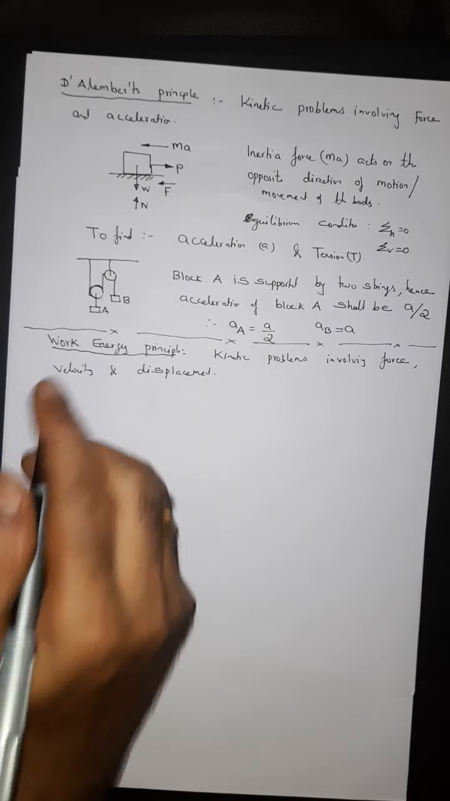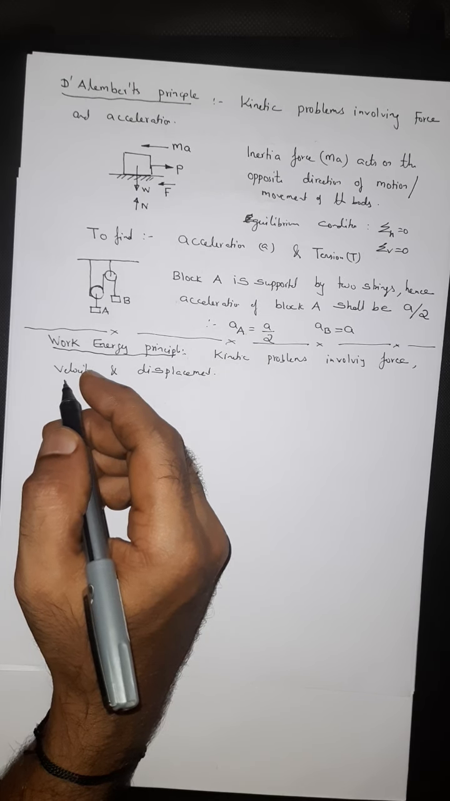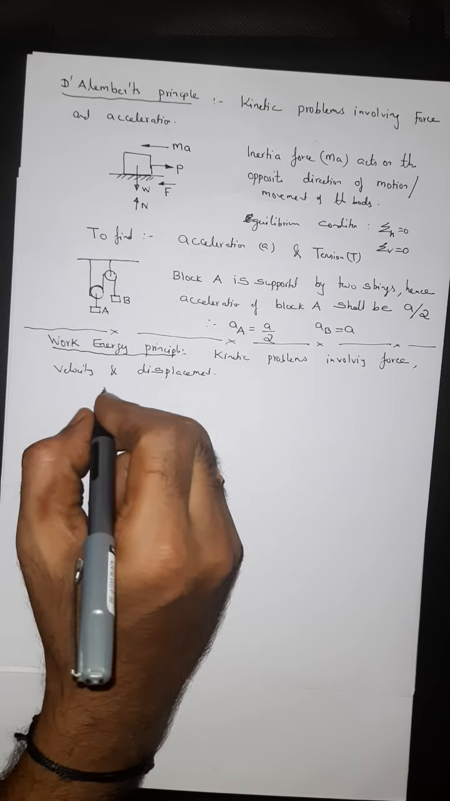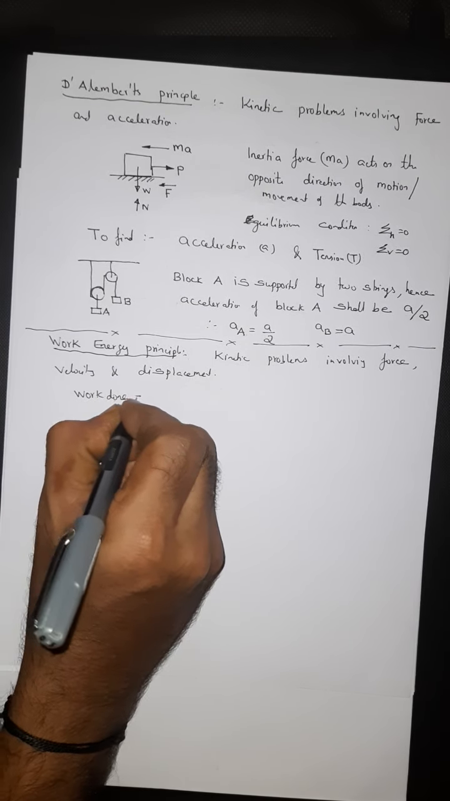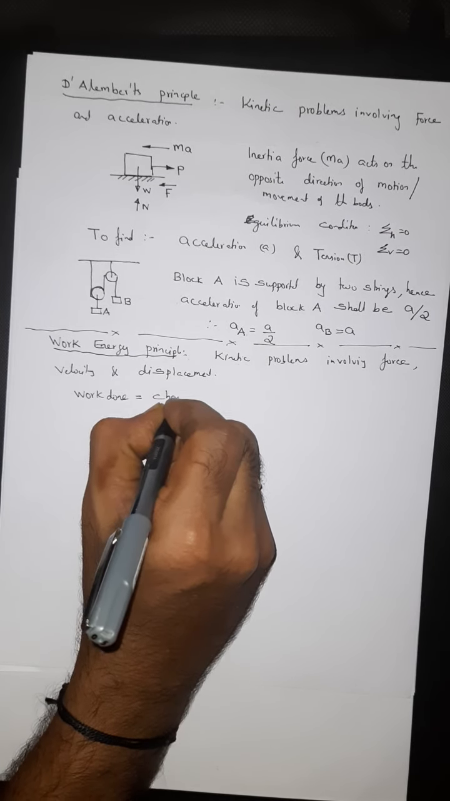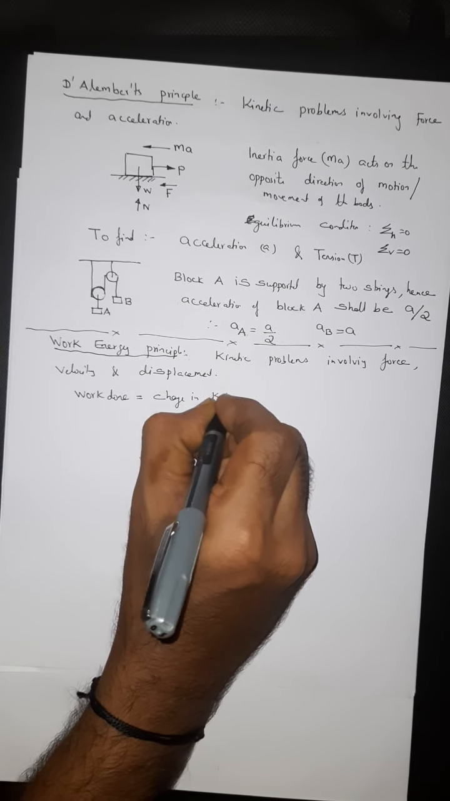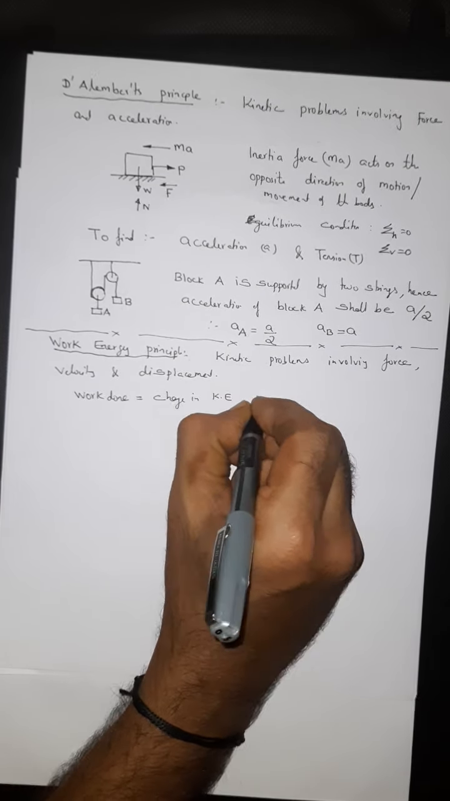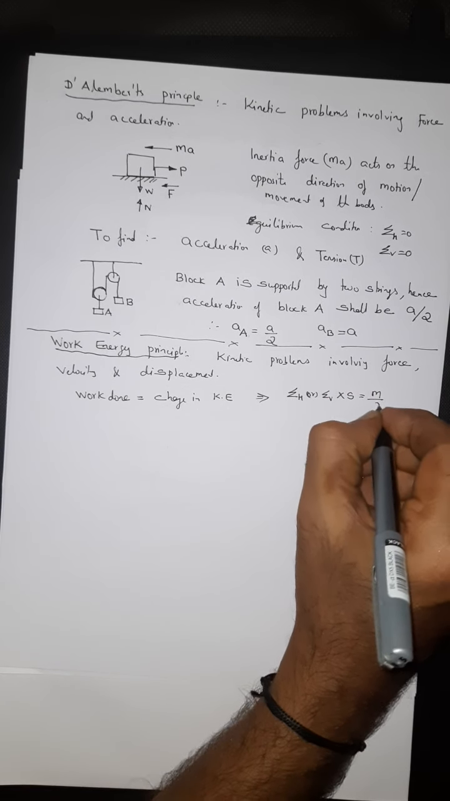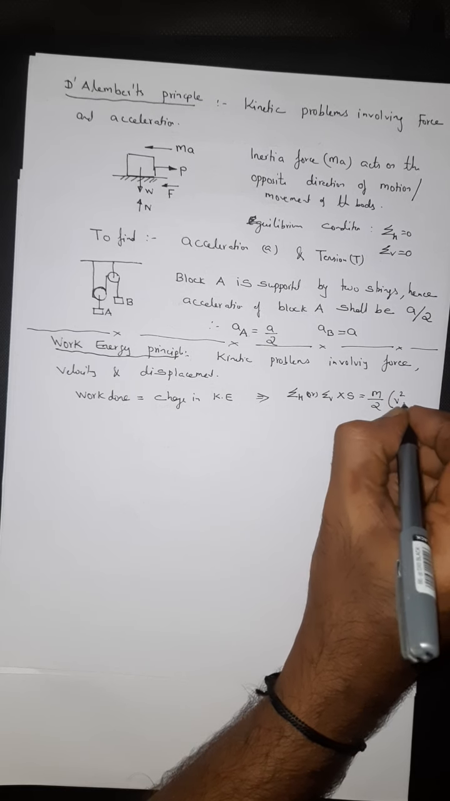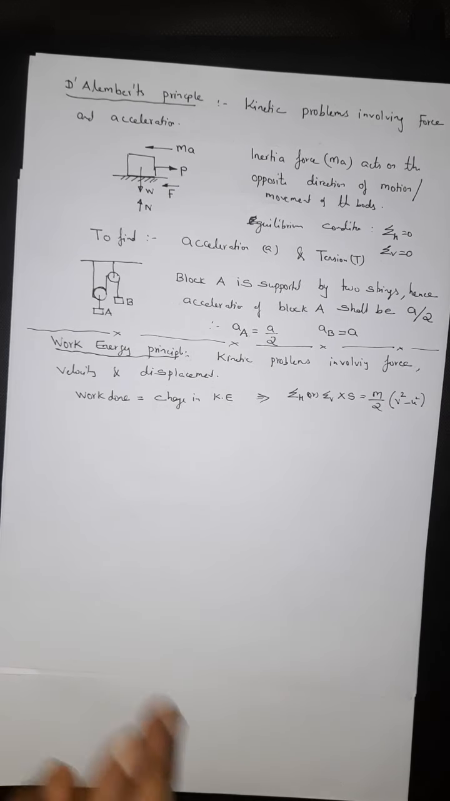Right? So the formula: work done equal to change in kinetic energy. In other words, the formula shall be summation F into displacement equal to m by 2 into (v square minus u square). Right.